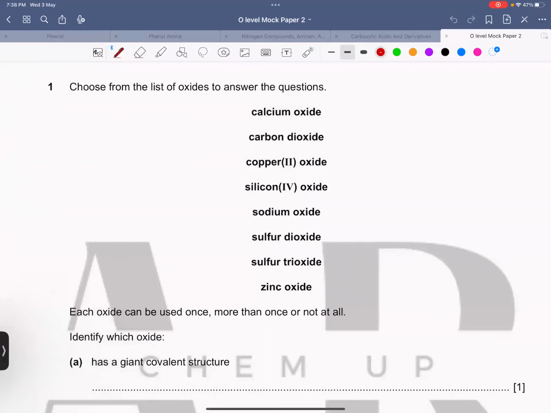Okay, so we are going to start the specimen paper for 2023. Let's start with question number 1. Now, in this question, choose from the list of oxides to answer the questions. Each oxide can be used once, more than once, or not at all.